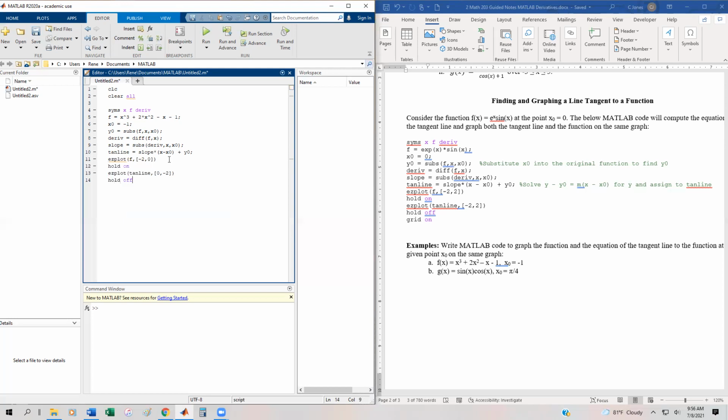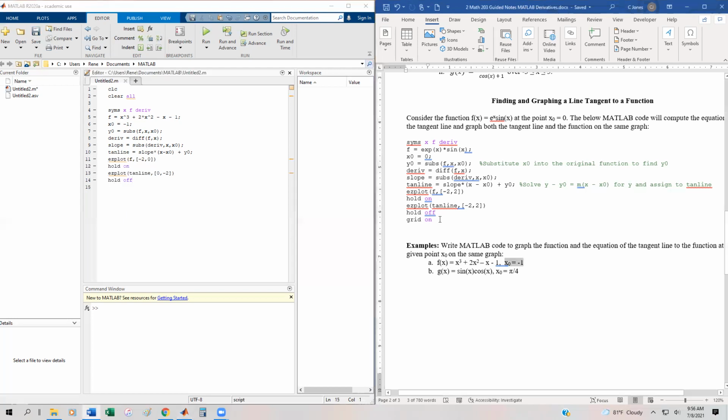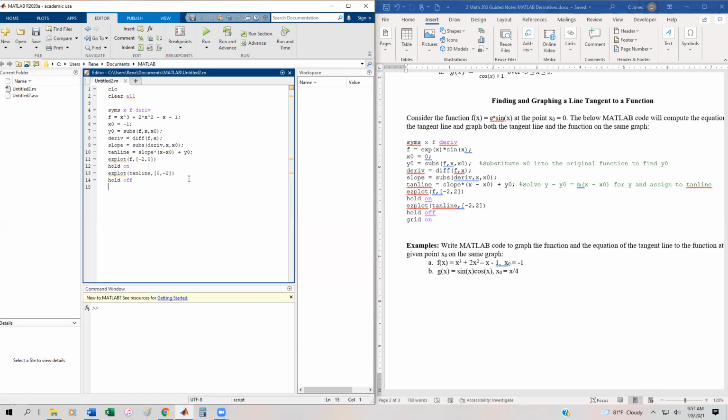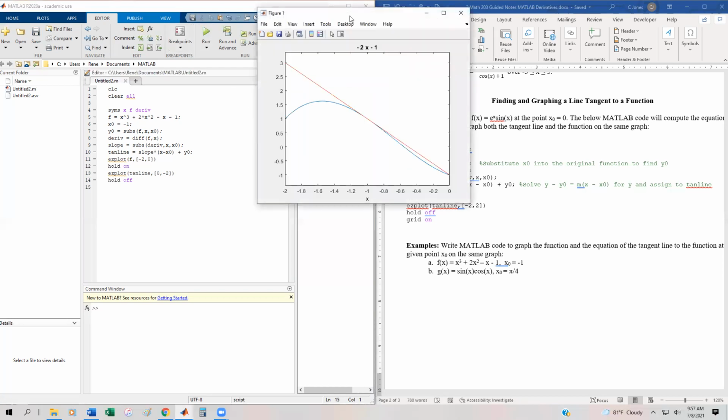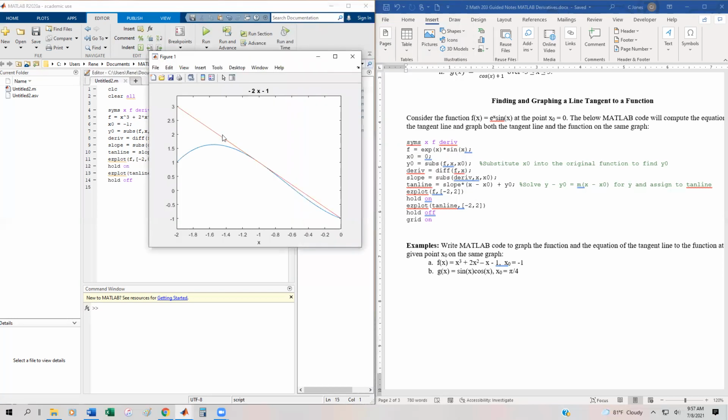And then I noticed over here that I had the grid on. I'll do it with both grid on and grid off just to show you the difference. We're going to go ahead and run. It might just take a moment. And so here is our equation, and here is our tangent line at the point -1.